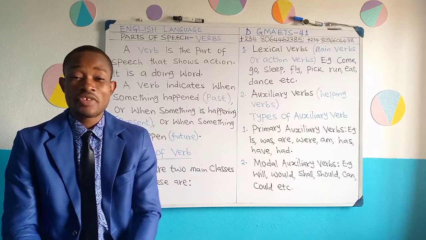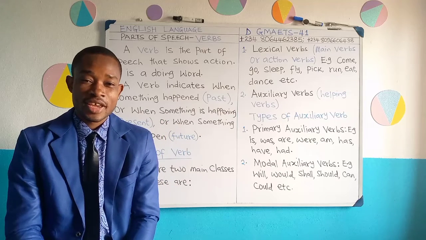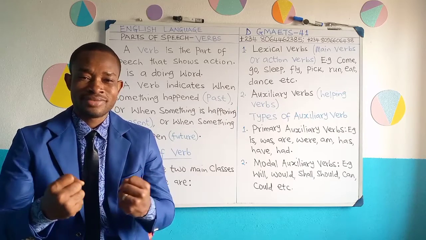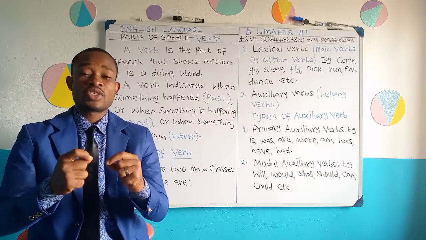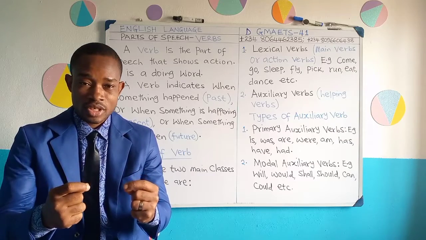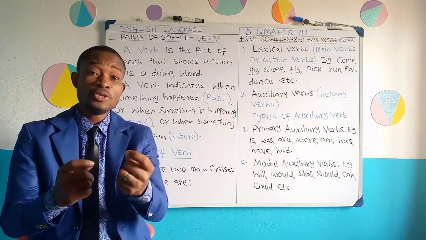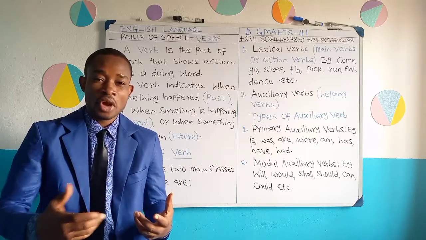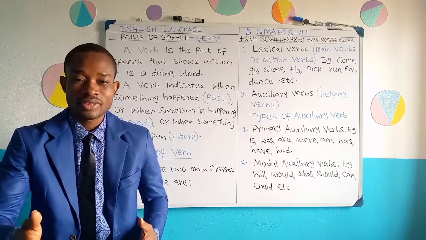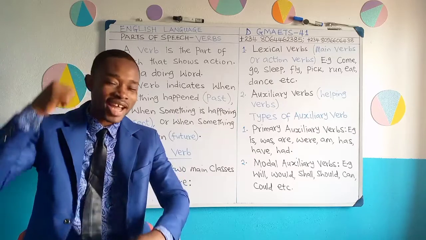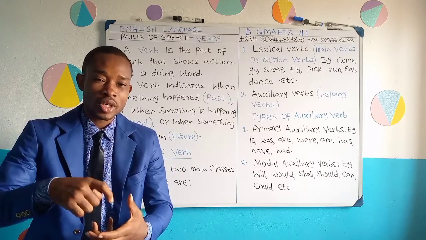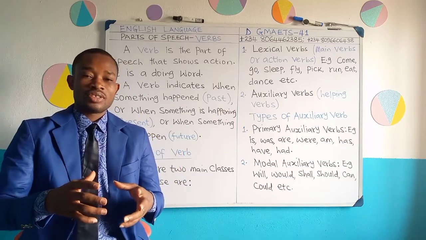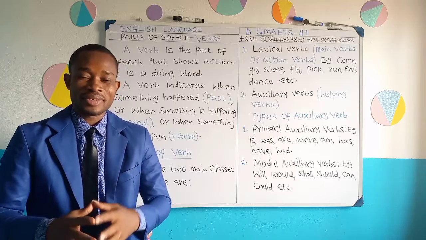So what is a verb? A verb is that part of speech that shows action, alright? We refer to it as a doing word. So any word that you use that shows action, that shows that something is happening, or that shows that something will happen, or that tells us that something had happened, that word belongs to the type of part of speech known as verb.